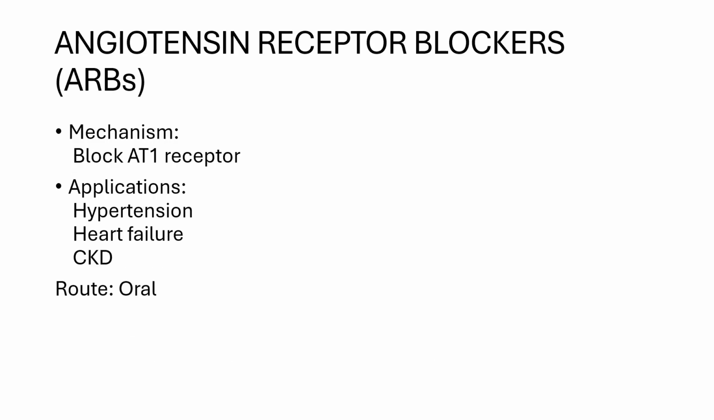Moving on to ARBs, or angiotensin receptor blockers. These work slightly downstream from ACE inhibitors. So instead of blocking the conversion of angiotensin 1 to angiotensin 2, they block the angiotensin 1 receptor. And this prevents angiotensin 2 from exerting its vasoconstrictive and aldosterone stimulating effects. Therapeutically, ARBs are used in hypertension, heart failure, and chronic kidney disease, essentially the same clinical settings as your ACE inhibitors. ARBs are administered orally.